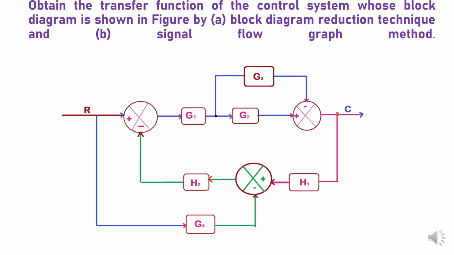Next I am going to explain a problem in block diagram reduction. Obtain the transfer function of the control system whose block diagram is shown in the figure by block diagram reduction technique and by signal flow graph method. So in this given block diagram, the output is C and input is R, with three summing points 1, 2 and 3. Now I am going to explain how to reduce the block diagram and how to convert this block diagram into a single block.